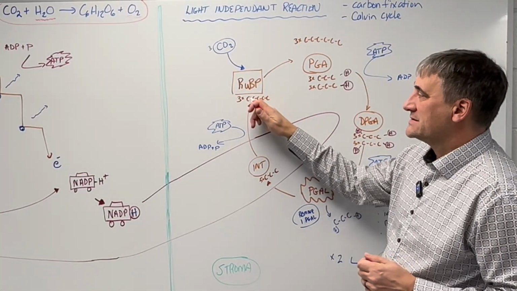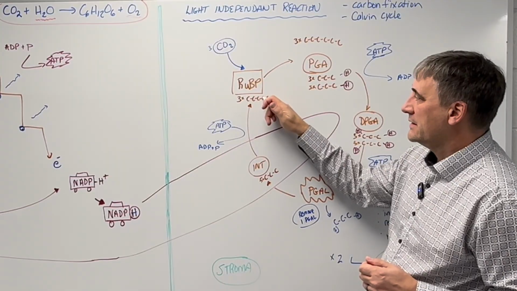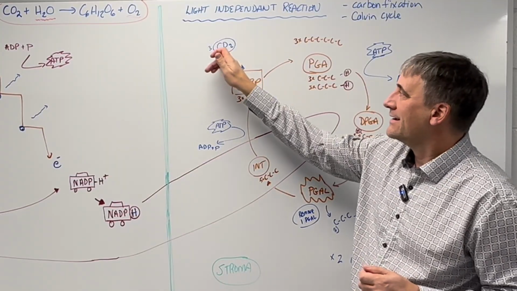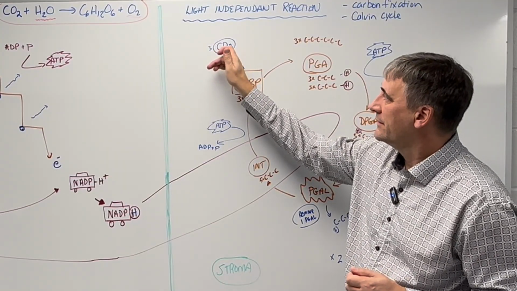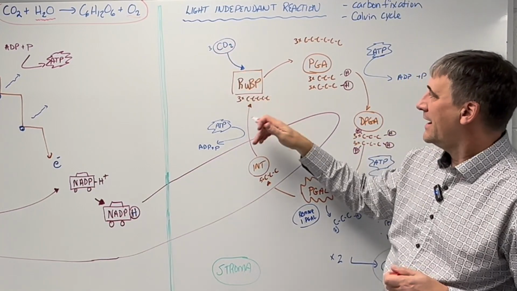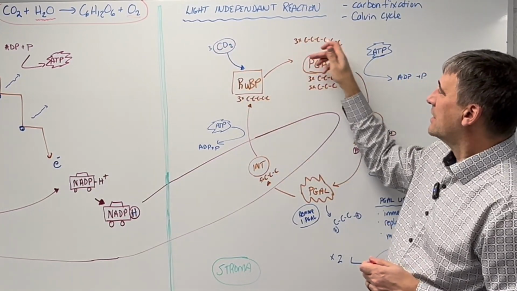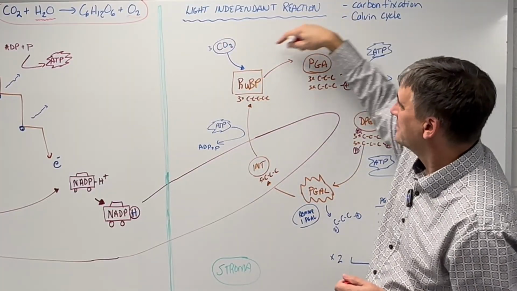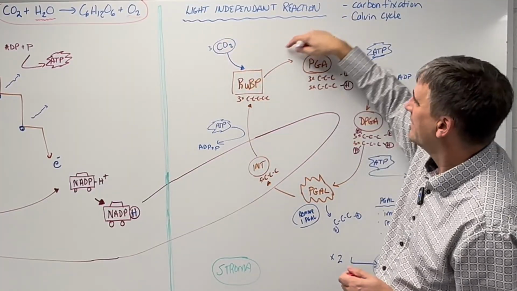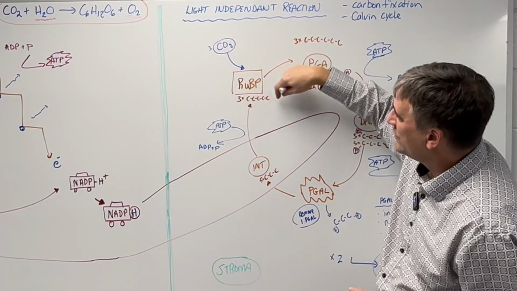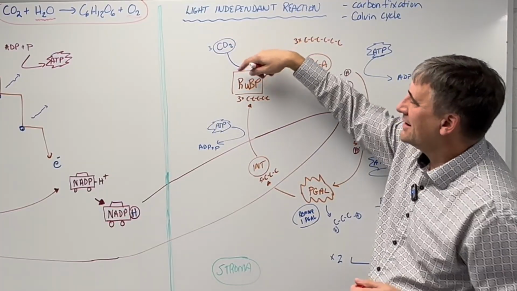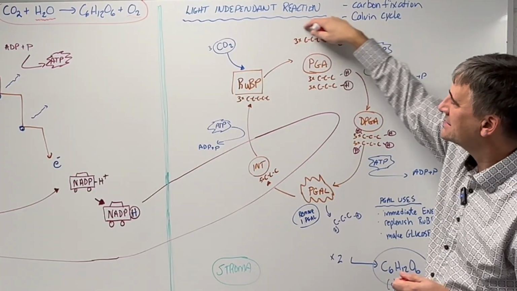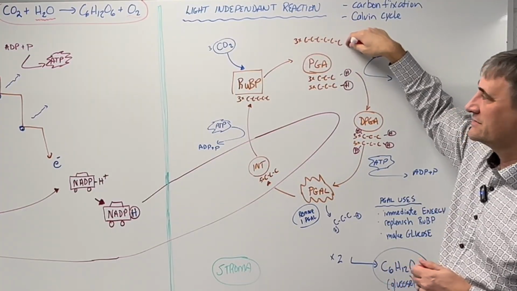Now RuBP is like a 5 carbon sugar, and we're adding another carbon to it. So we're adding carbon to that. We're going to make 6 carbon sugars. So we add one of these to one of those, we get one of those. We add another one and another one, and so we're taking 3 RuBPs, adding 3 carbon dioxides, and we're getting 6 of these kind of intermediates.